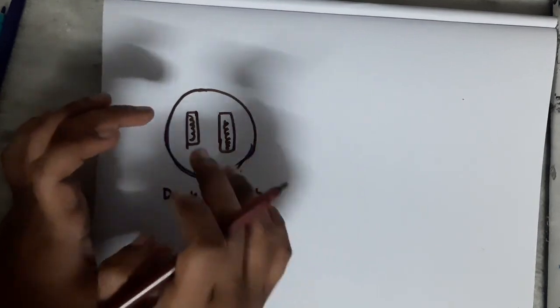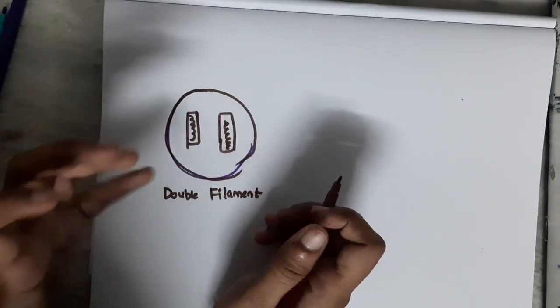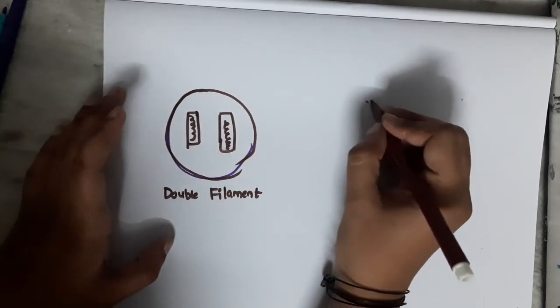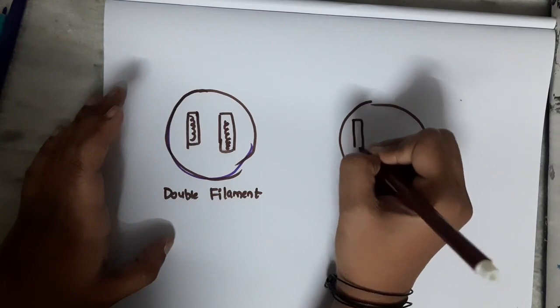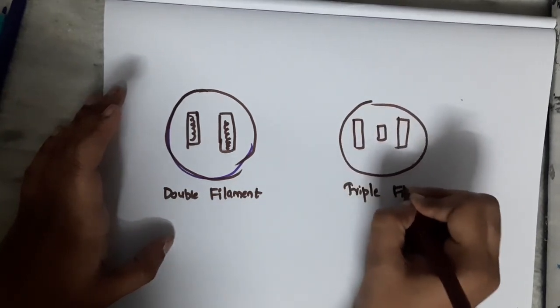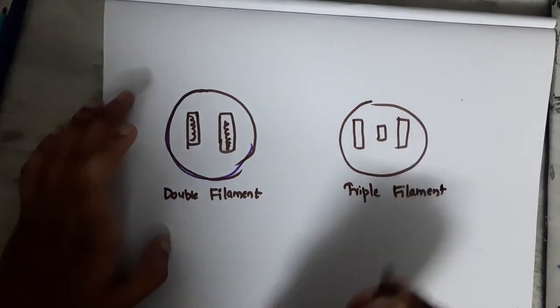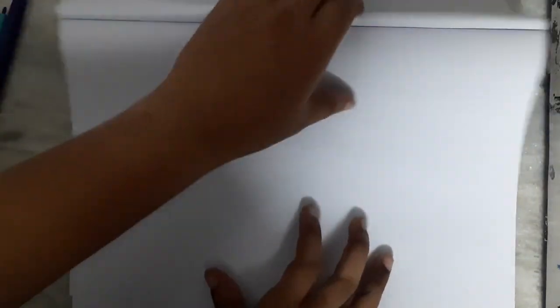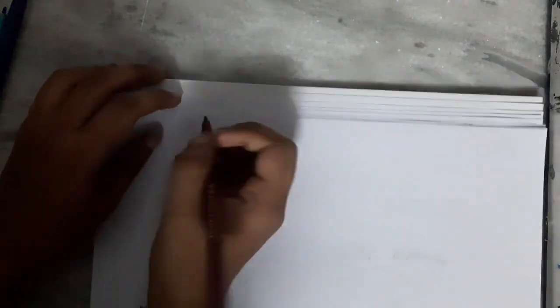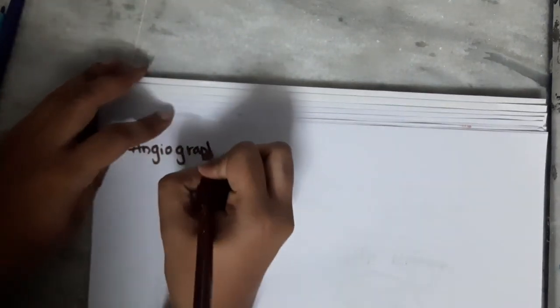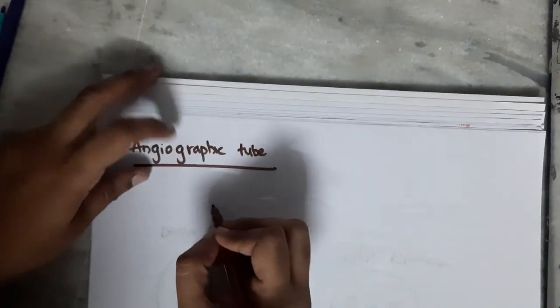So a double filament in a focusing cup has also been designed in present day X-ray tubes. Some present day X-ray tubes also have triple filaments. Not just double filament, but even triple filament X-ray tubes have also been developed. Nowadays in angiographic tubes, we have angiography, right? In angiographic tubes, we have two focal spots.